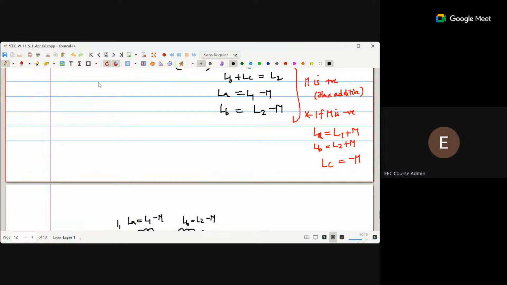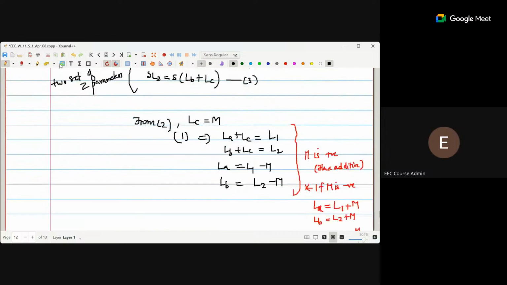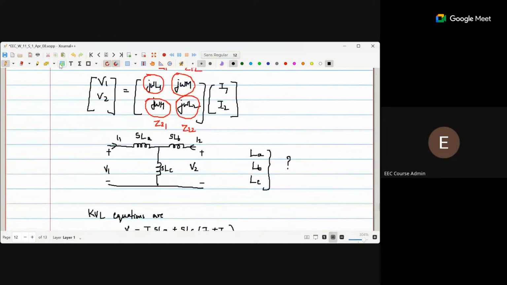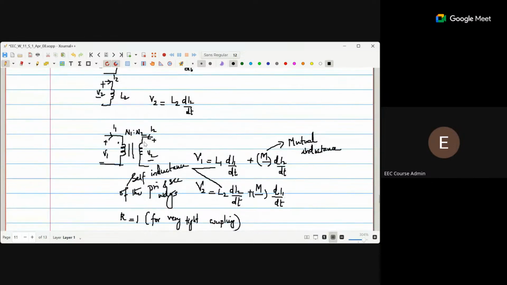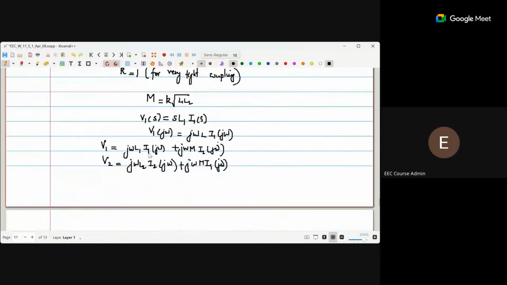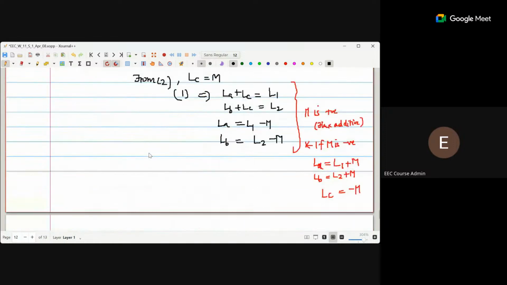That means the case that dot you had. This is the case. First, that L1 minus M, L2 minus M is the case that is explained by means of the dot convention. If you have the dots here, that means one current is entering and the other is coming from this side, entering from this terminal, but not from this. So the fluxes will be opposing. So you will have these expressions for LA, LB, and LC. That is L1 plus M, L2 plus M, and LC is minus M.